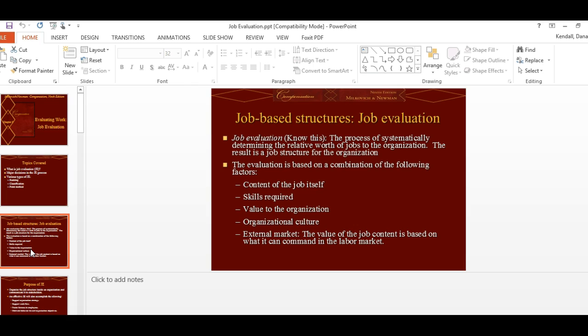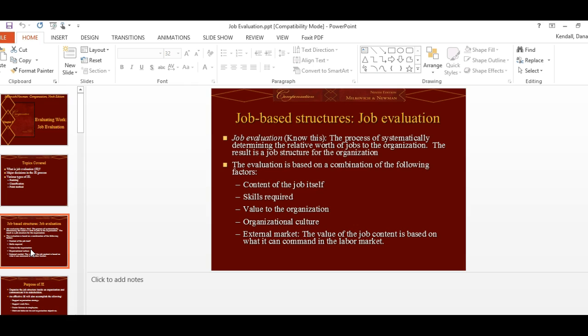The evaluation is based on a combination of the following factors. So we have the content of the job itself. What does the job require? And that is information, remember, from job analysis. Skills required, same thing. The value to the organization. So if this position were eliminated, what would be the impact on the organization as a whole?